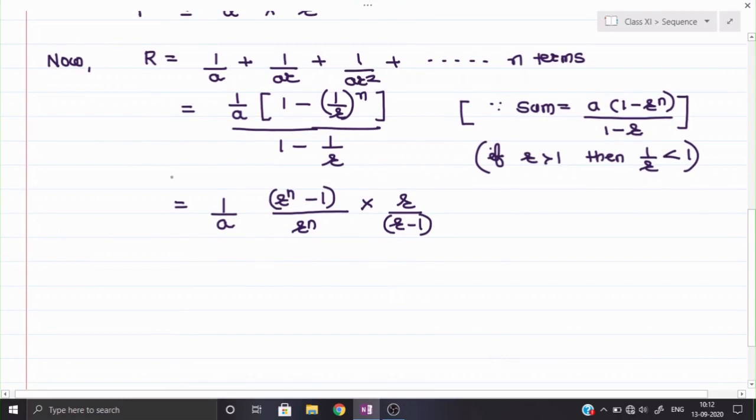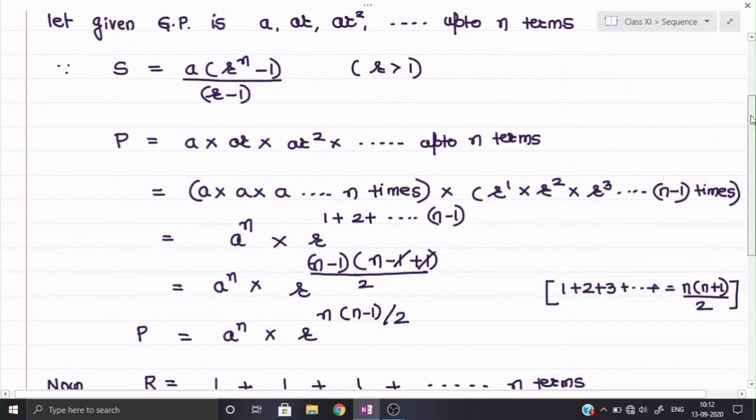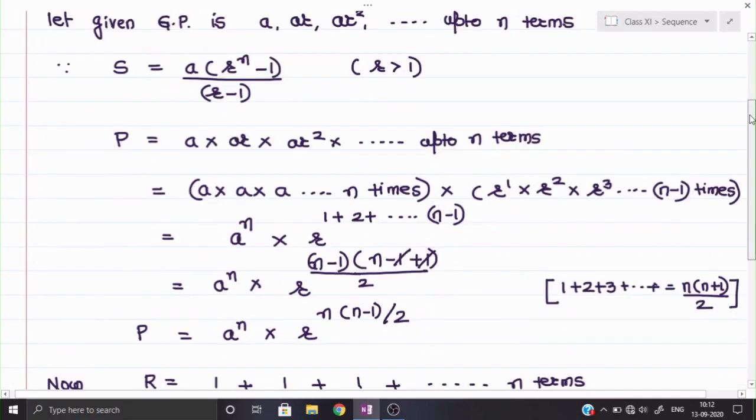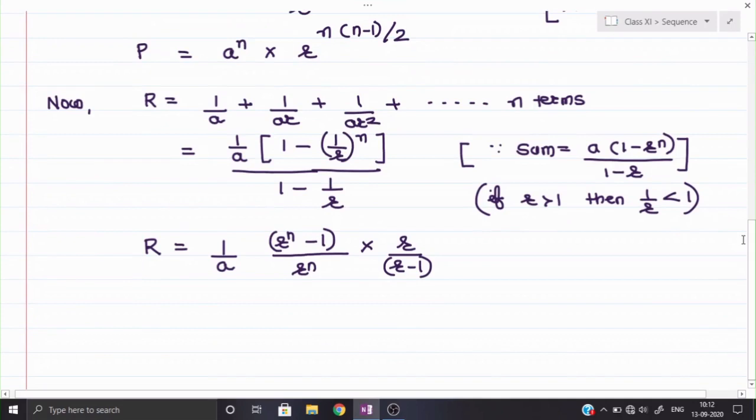Right, this will be the value of R. Now let us see at the last what we need to prove. We have to prove that P square R to the power n is equal to S to the power n. So let us write down the required things first. We need to prove that P square R to the power n is equal to S to the power n.